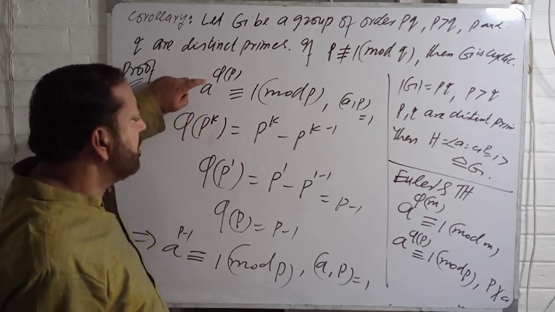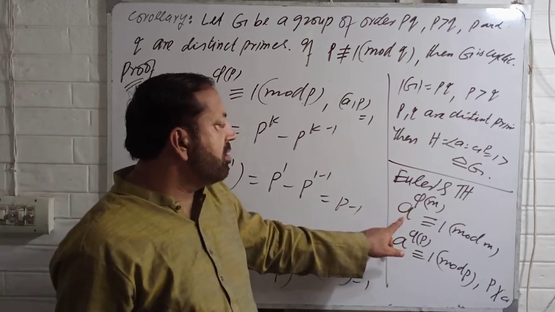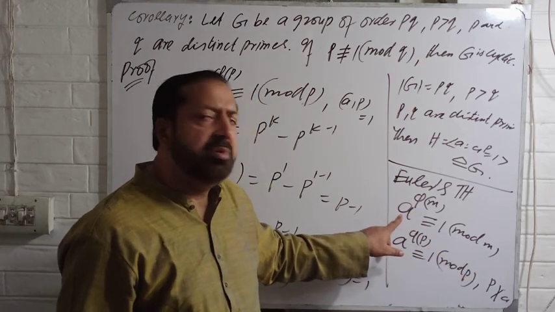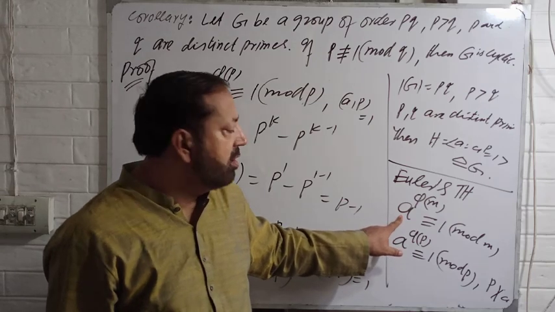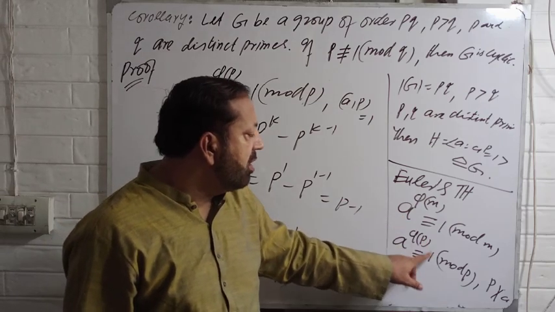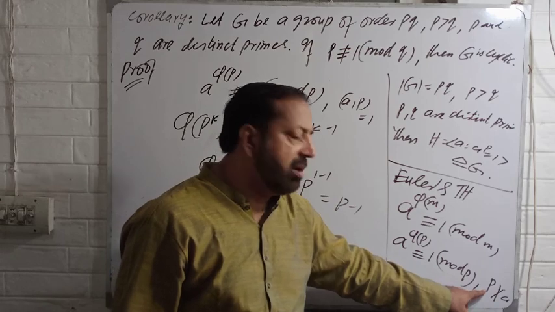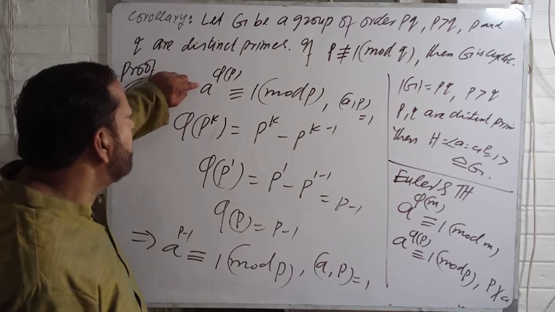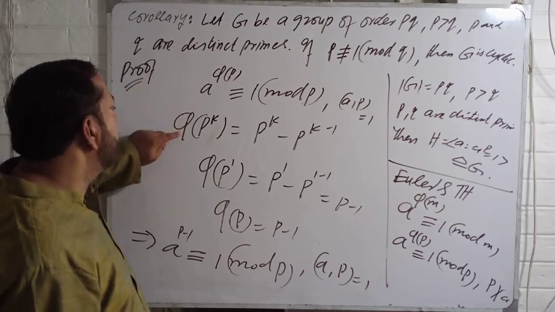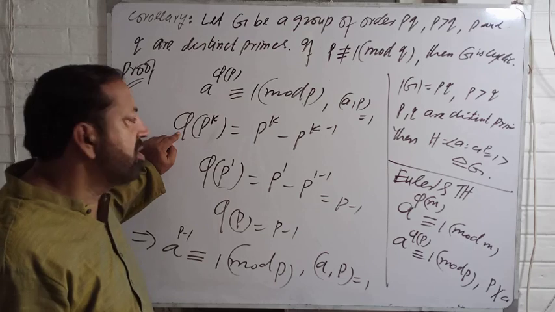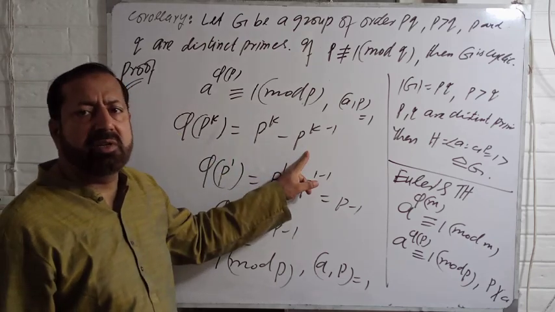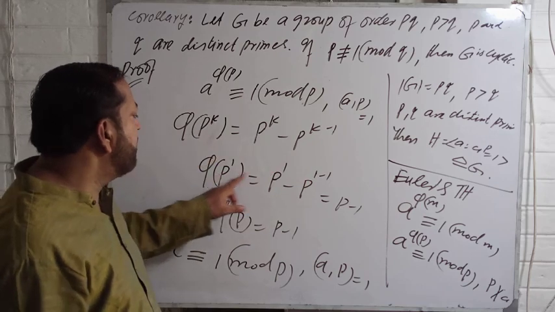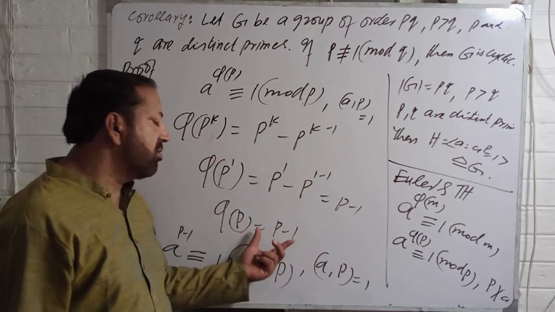So this is the generalized result, Euler's theorem: A power phi of M is congruent to 1 mod M. This is true in either case, whatever M is, but if you are taking M as P, then you have to insert the condition that P does not divide A, that is, A and P are relatively prime. This is Euler's theorem, and this is the Euler phi function. Phi of P^k is equal to P^k minus P^(k-1). This is the generalized formula for prime powers. And if you put k equal to 1, then phi of P is P minus 1.